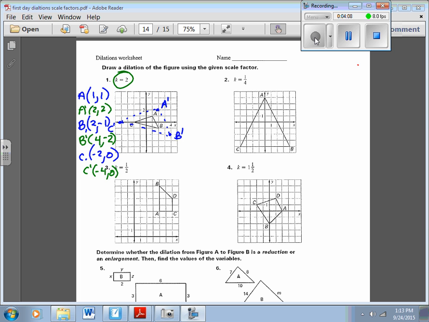Did you guys have trouble on number 4? Did any of you have trouble on that one? Notice it's written as a mixed fraction. If you haven't finished number 4, can you go ahead and do number 4 for me real quick? I'm going to show number 2 while you're doing that.